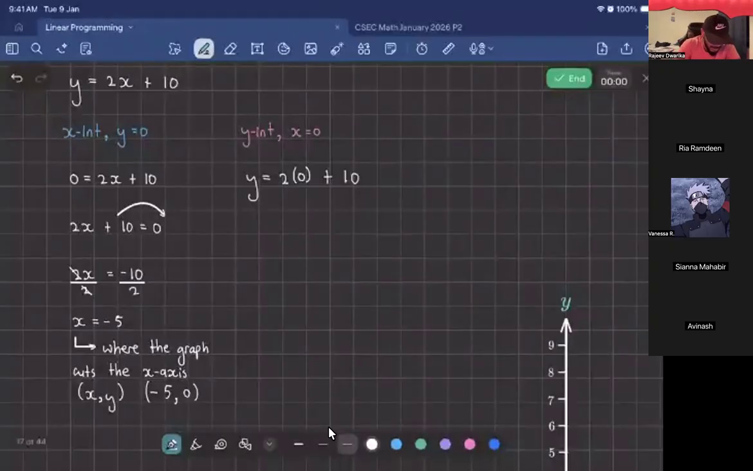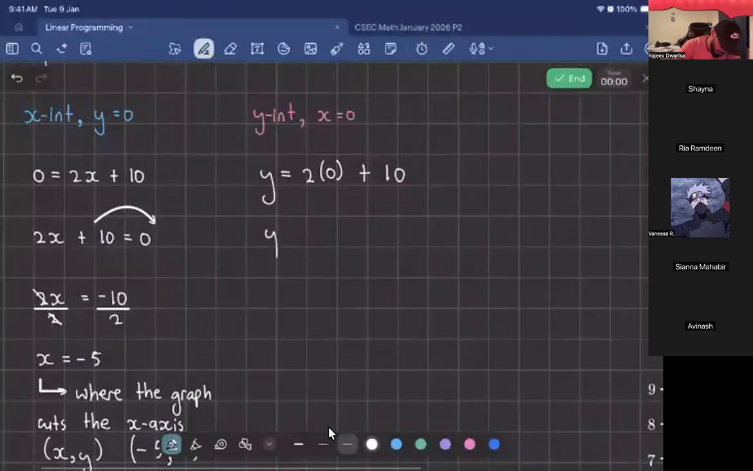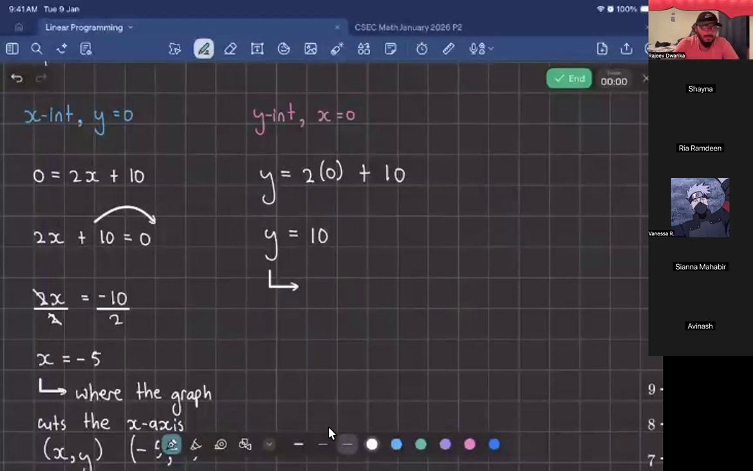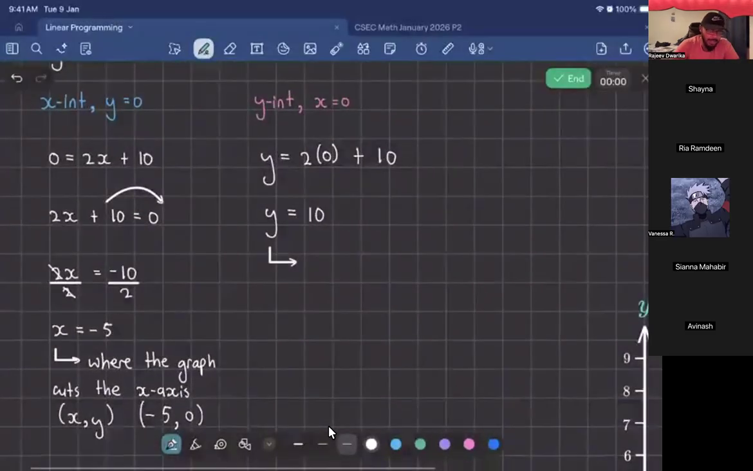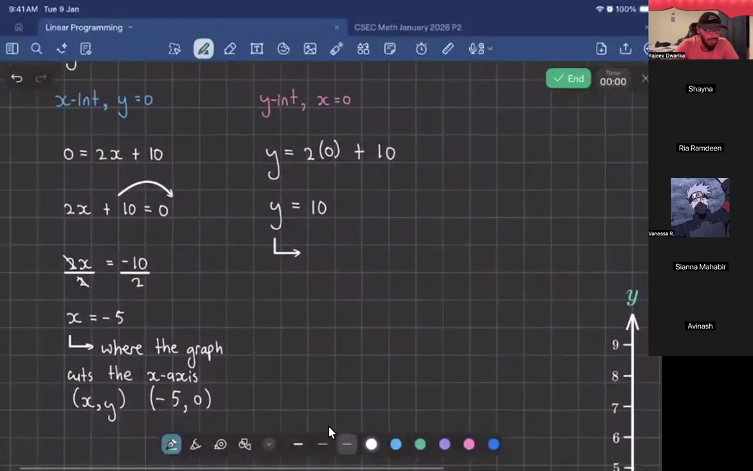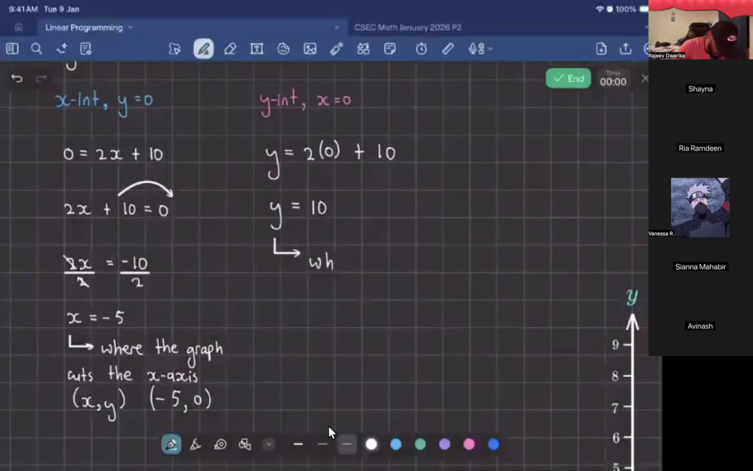So Avinash, what is 2 by 0? 0. What is 0 plus 10? 10. Think about it: if you add $0 to $10, how much money do you have? 10. So Avinash, if the x-intercept is where the graph cuts the x-axis, what do you think the y-intercept is? It's where the graph cuts the y-axis.